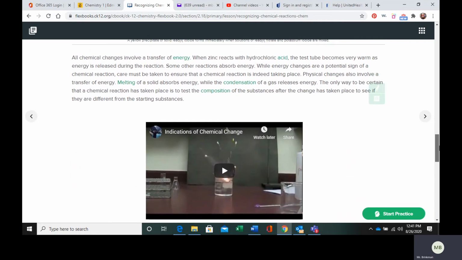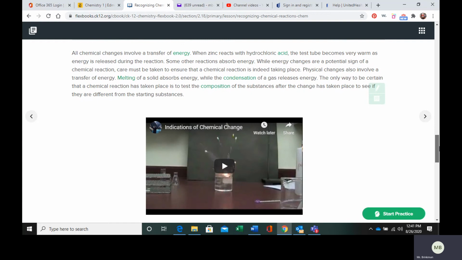All chemical changes are going to involve some transfer of energy. So they're either going to cool off or they're going to heat up. So when zinc reacts with hydrochloric acid, the test tube is going to become very warm because energy is being released. And we'll get a little more into that when we get into endothermic and exothermic reactions.